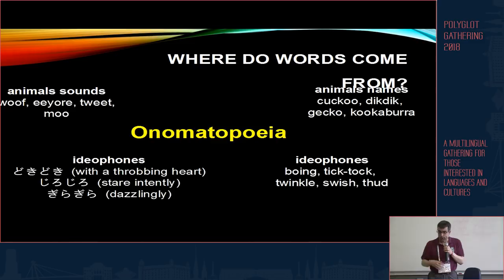Then in Japanese, you have an interesting thing. It's not just sounds, it can be feelings as well. So you've got doki doki, a throbbing heart. Jiro jiro, staring intently. And gira gira, dazzling. So these are words that don't actually come from sounds, but they suggest a feeling or an idea. And these are called idiophones, sounds that come from ideas. And then in many languages, you've got words like boy, tick-tock, twinkle, swish, thud, and many more for describing particular sounds.